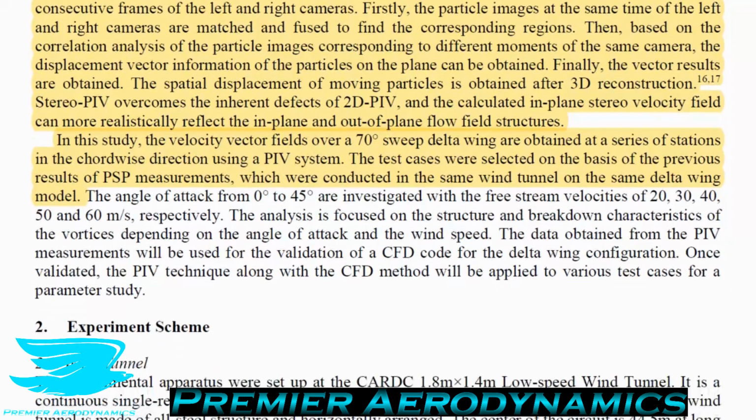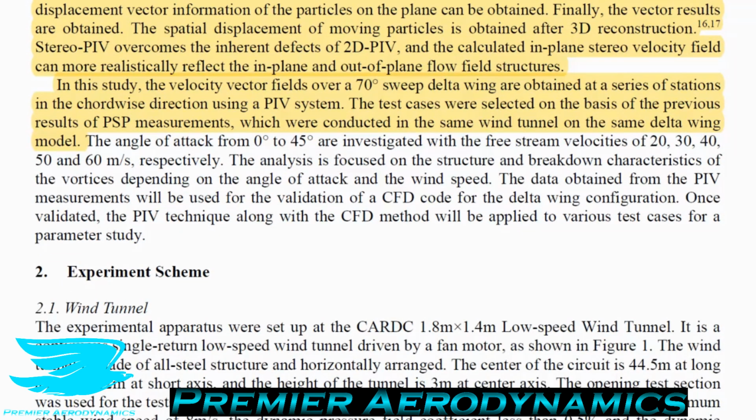So now they move on and they talk about their setup for their PIV system, their stereo PIV system, and then they look at the validation of it. So this is important as well because now we can understand just how it works. So they say, in this study, the velocity vector fields over a 70-degree swept delta wing are obtained at a series of stations in the chordwise direction using a PIV system. So the 70-degree swept delta wing means that the leading edges are swept at 70 degrees. It's quite sharp, and they're using the PIV system on this.